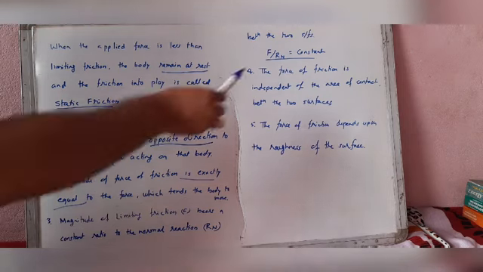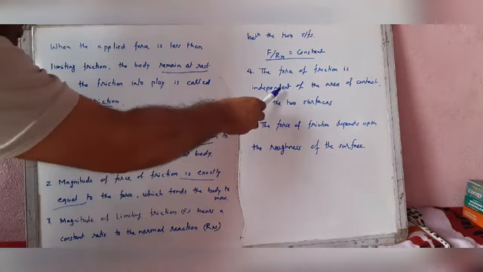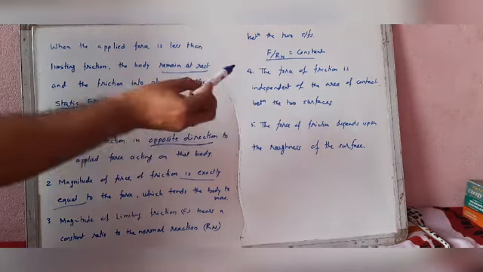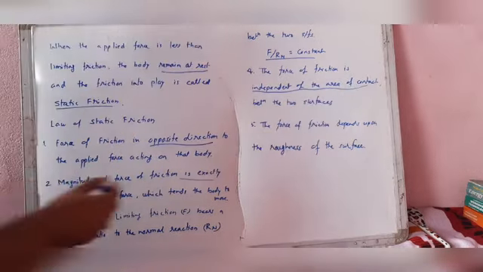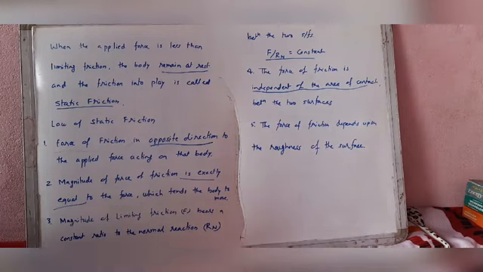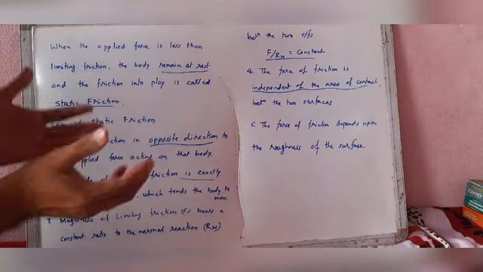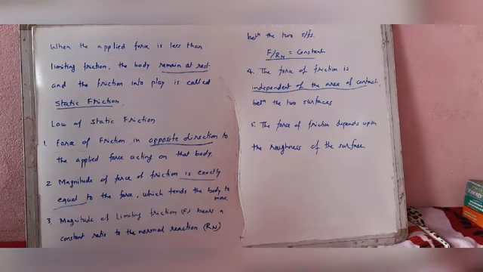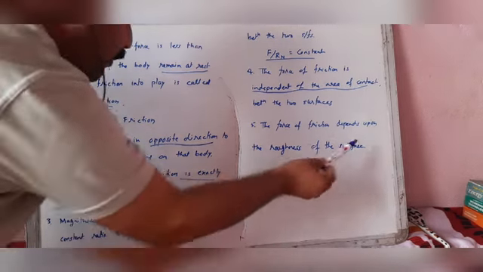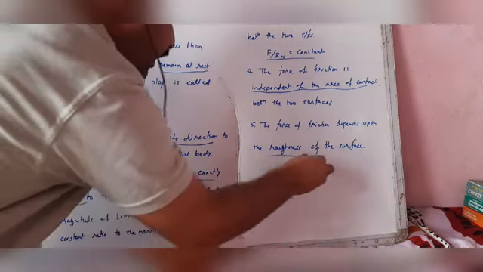Next, the force of friction is independent of the area of contact. ये क्या है? इंडिपेंडेंट है, यानी एरिया ऑफ कॉन्टेक्ट कितना रहे उससे कोई फर्क नहीं पड़ता. ठीक है, तो फ्रिक्शन जो है वो सरफेस पर डिपेंड करता है, एरिया से नहीं डिपेंड करता. ठीक है, देन नेक्स्ट पॉइंट, the force of friction depends upon roughness of the surface.